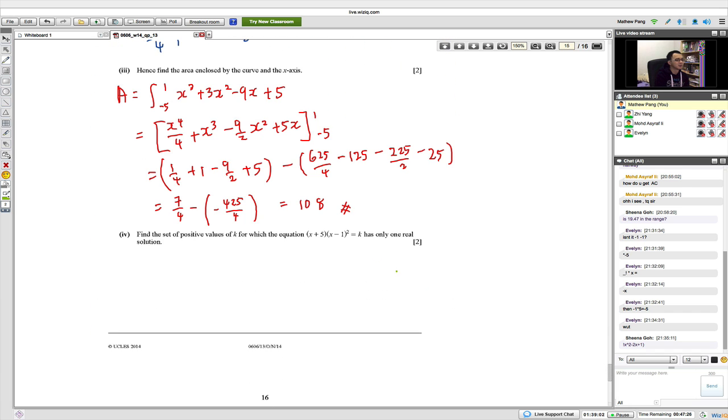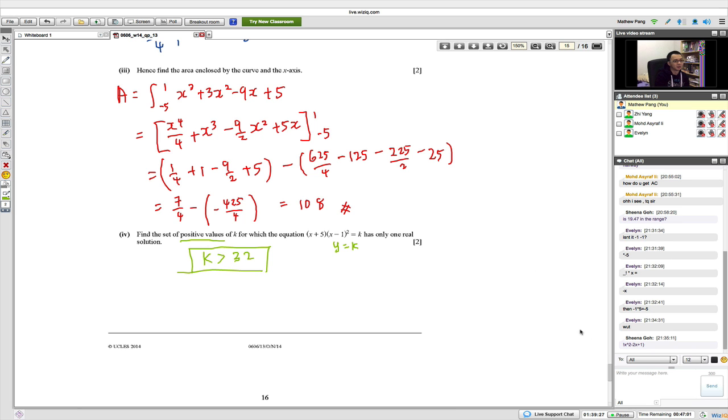So this one is y equals to k, right? Find the set of positive values, they say positive value. So y equals to k. I will say k will need to be bigger than 32. Actually, in this question you will have another answer, but because of positive value, it limits my k to one answer only, which is bigger than 32.